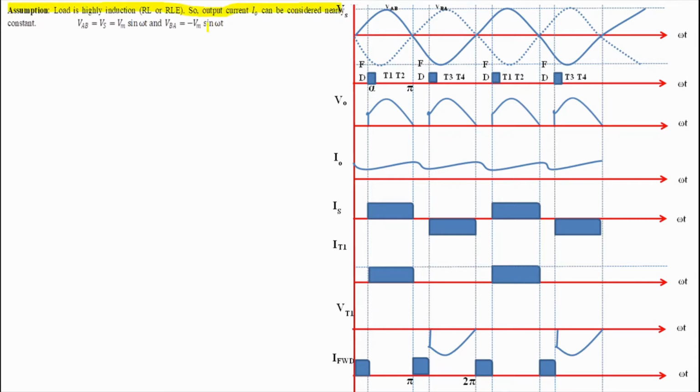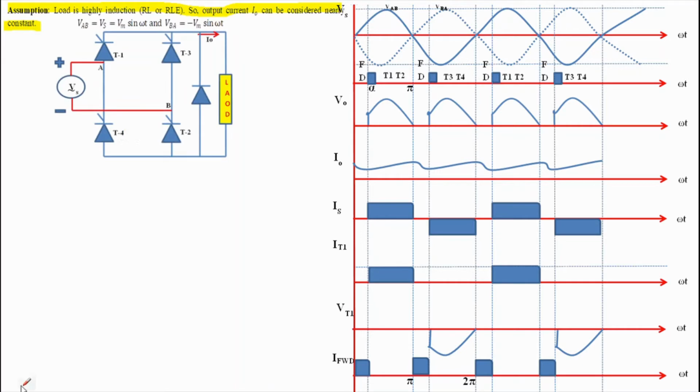This is circuit of full wave rectifier. It has 4 thyristors T1, T2, T3 and T4 and it has freewheeling diode connected parallel to the load. Here source voltage is connected between point A and B. So we can write VAB is equals to Vm sin omega t and VBA is equals to minus Vm sin omega t. We will see the circuit operation in 3 angular modes.